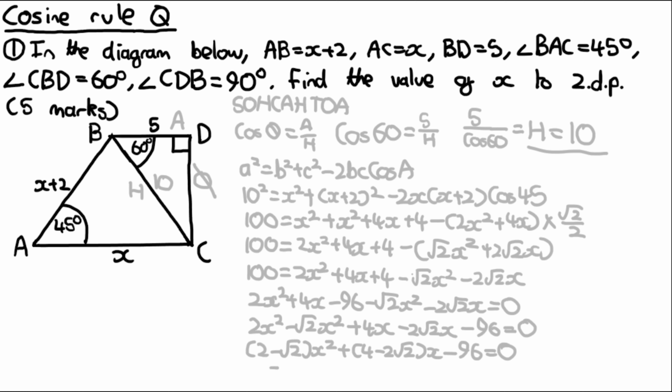And this is now in the form a x squared plus b x plus c is equal to 0, and we can use our calculator in order to solve this, as we now know the values of a, b and c. If we put this into our calculator using the equation function, we will find that x is equal to 5.13 to 2 decimal places, and that's the final answer.